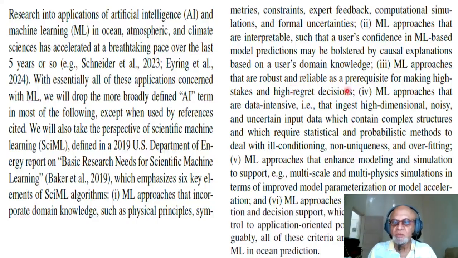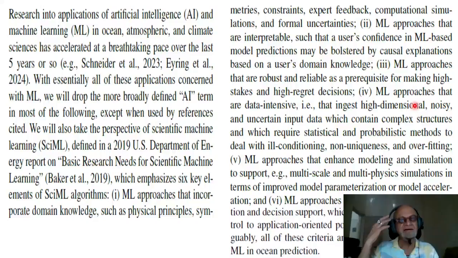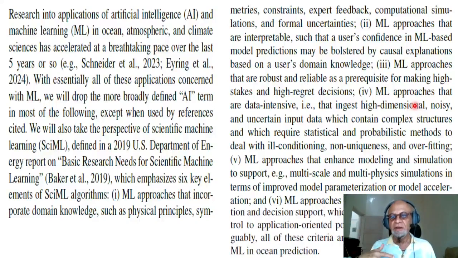ML approaches that are robust and reliable as a prerequisite for making high stakes and high regret decisions are a part of SciML. We have discussed the difference between AI and ML. ML is going deeper in terms of layers and details compared to AI, which is doing basic emulation of how our brain works, for example, in terms of audio-visual cues and interpretations, patterns, etc. And interpretable and explainable are concepts I have discussed elsewhere as well.